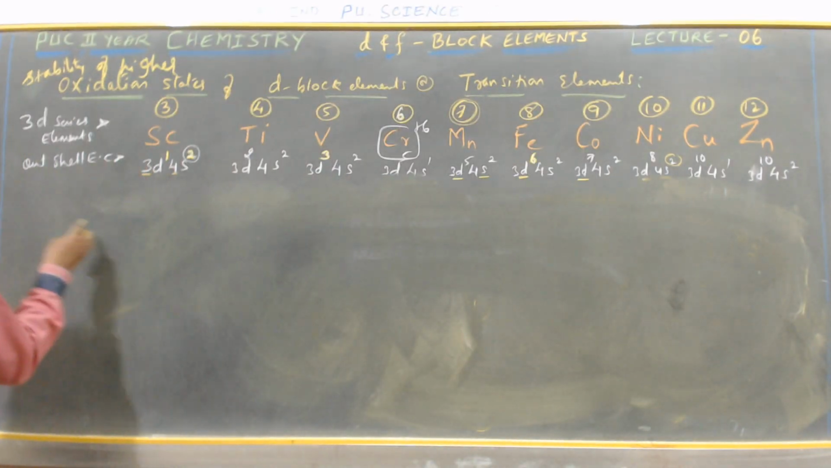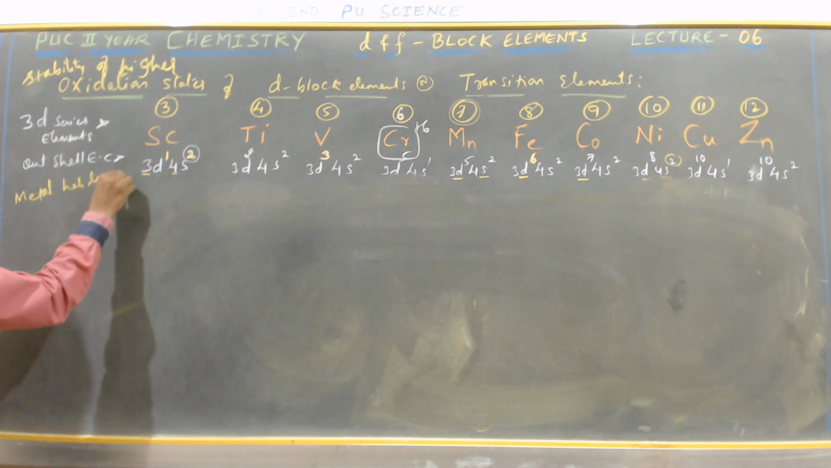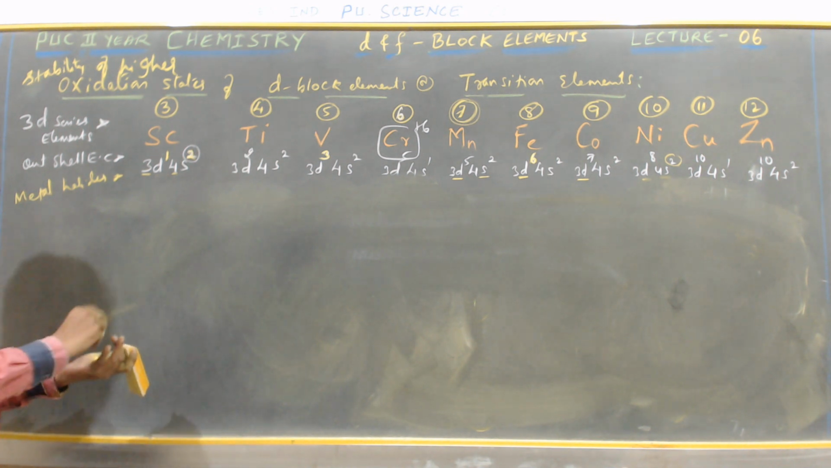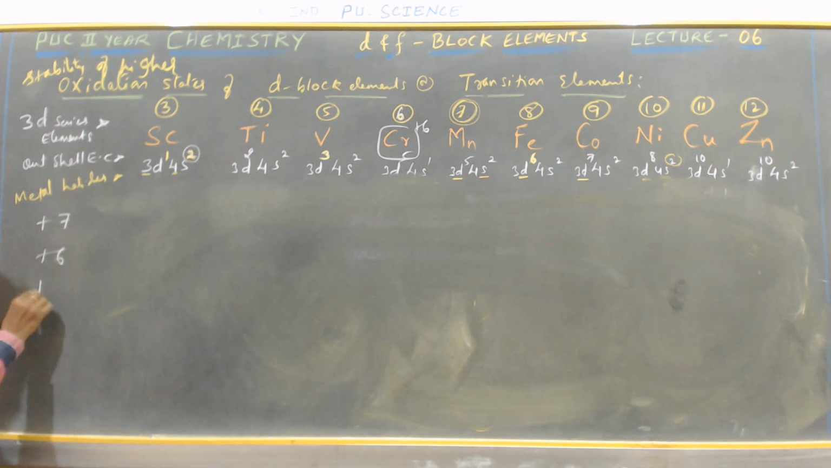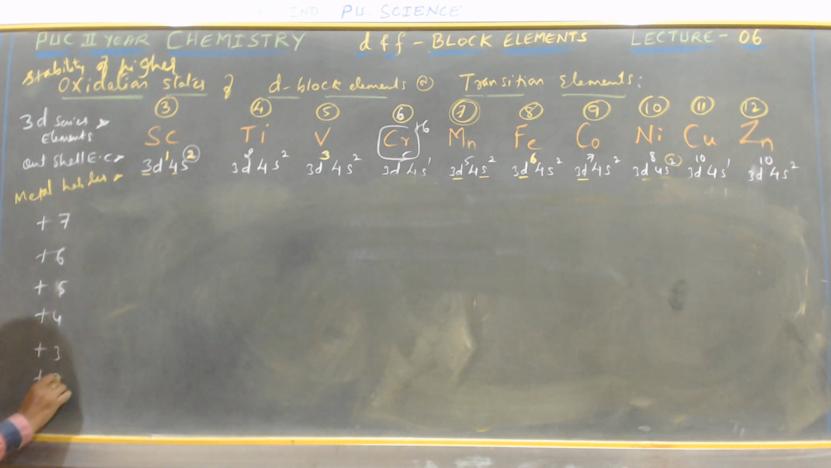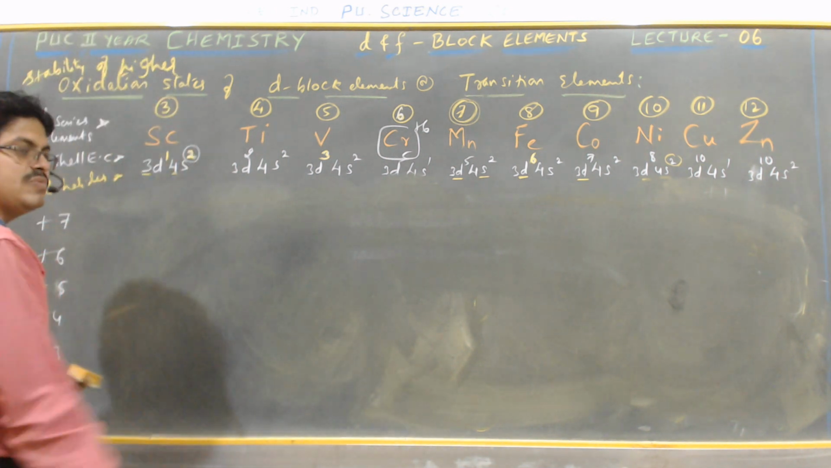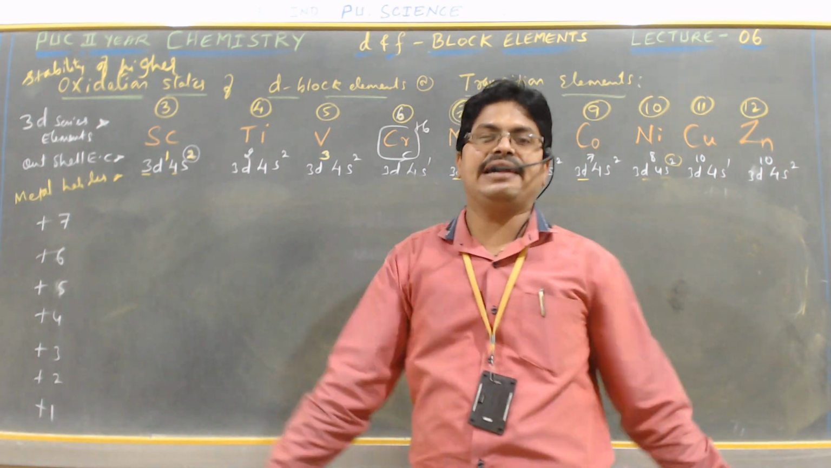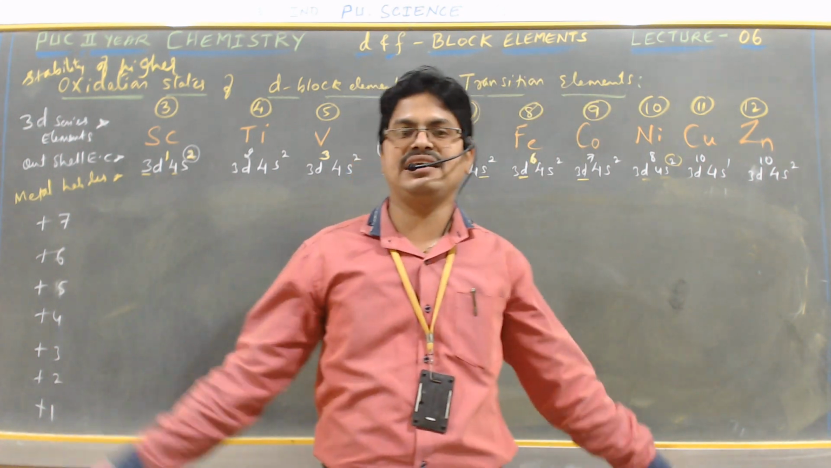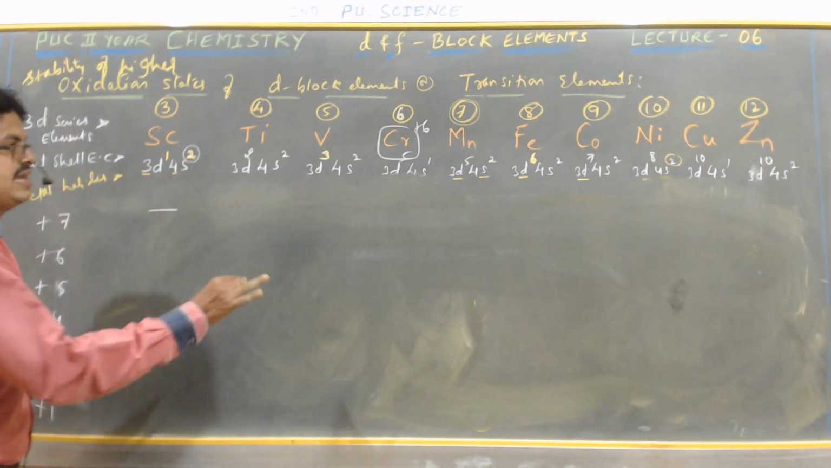With respect to metal halides, what are the higher oxidation states of 3d series elements? Plus 7, plus 6, plus 5, plus 4, plus 3, plus 2, plus 1. Look now. Scandium does not have any stable halides. That is why I am not considering any scandium halides.